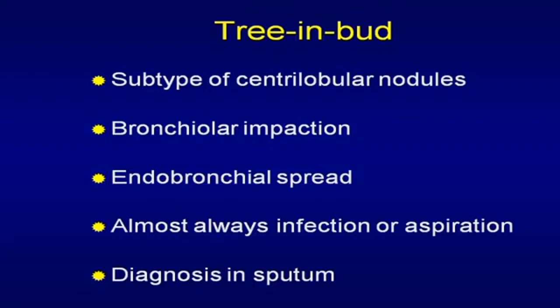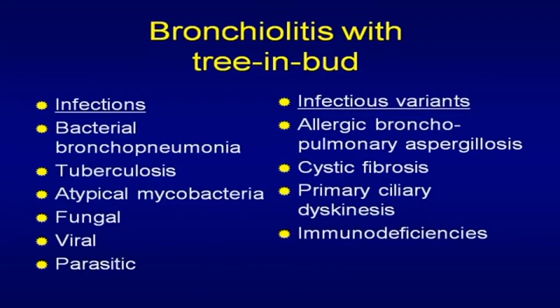Okay, so the differential, I sort of break it into infections, and it's really any kind of infection. Bacterial, mycobacterial, viral, fungal, the common parasitic infection, of course. And infectious variants, which are essentially infections. So allergic bronchopulmonary aspergillosis is aspergillus in your airways. It's a hypersensitivity reaction to an infection. It's not an invasive infection, but it's an organism in your airways.